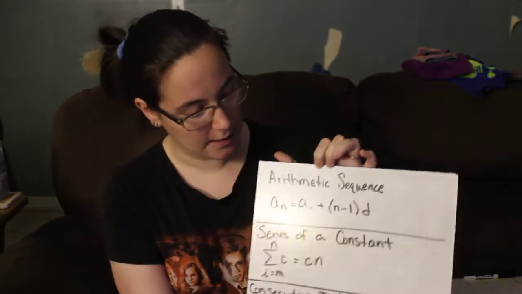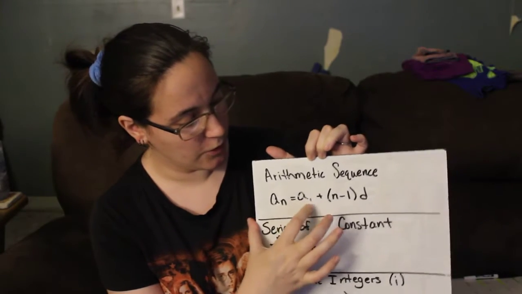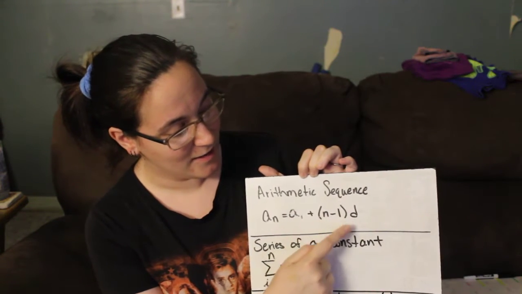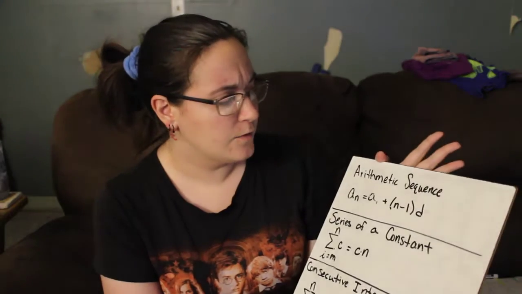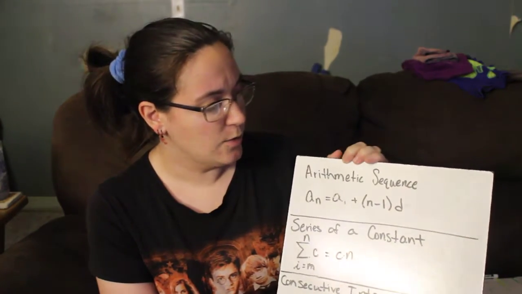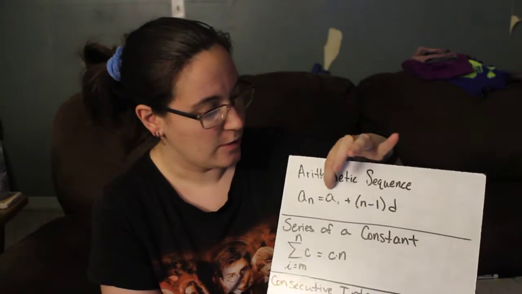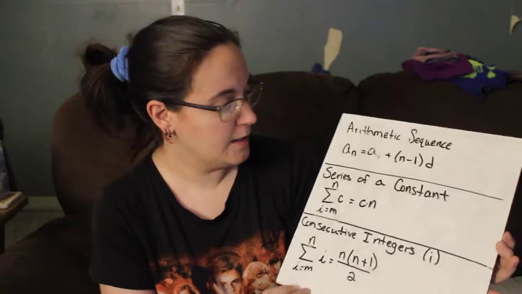Okay, so the arithmetic sequence, most of you guys get this pretty quickly. It's just saying that any term is equal to the first term plus the number of the term you're trying to get minus 1 times d, which is the common difference. With the arithmetic sequence, you can find out what the common difference is and what the first term is just by looking at the formula they will give you.